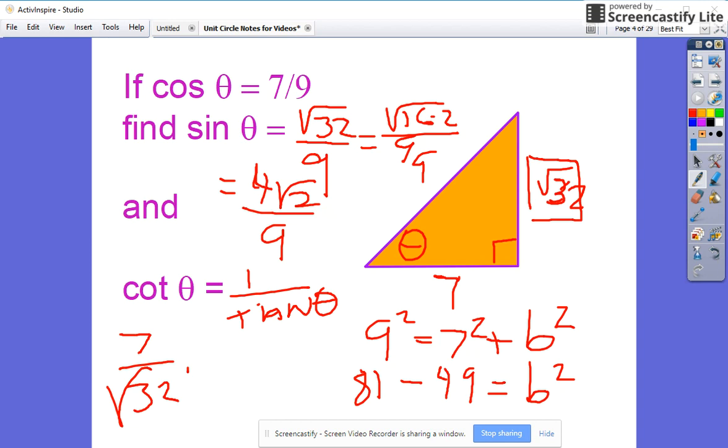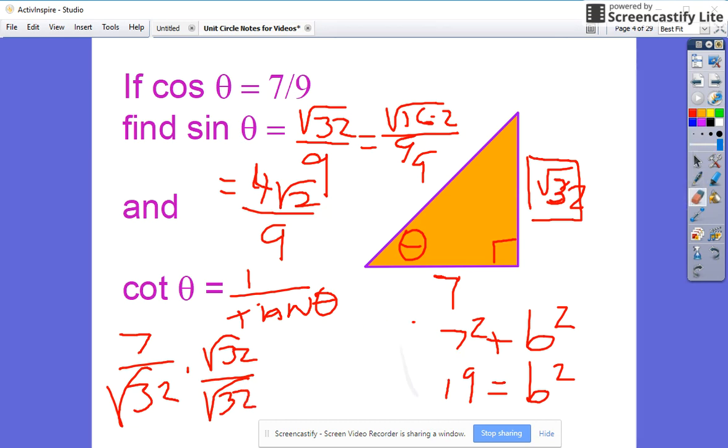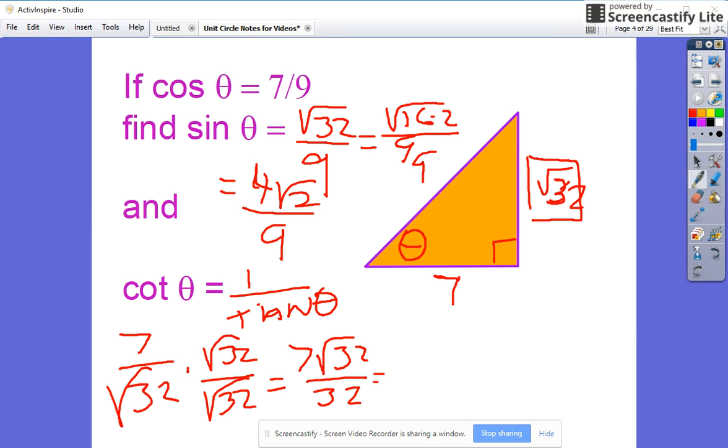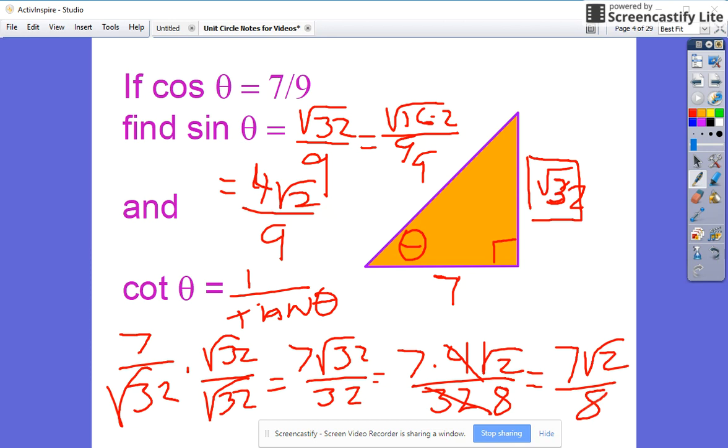We need to rationalize that. We don't want that root in the denominator. So we do the square root of 32 times 7, the square root of 32 times the square root of 32. So it gives us 7 times the square root of 32 over 32. And then we can reduce that square root of 32 a little bit, make that 4 root 2 like we did earlier. So it becomes 7 times 4 root 2 over 32. I can cancel that 4 with that 32, leaving me with an 8 in the denominator. And then I have 7 root 2 over 8.